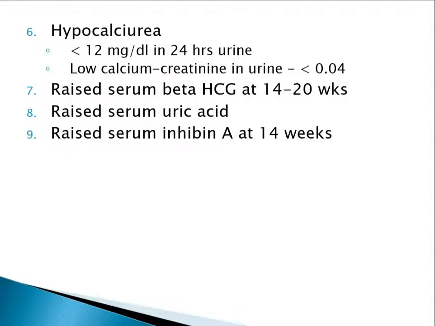Then hypocalciuria, less than 12 milligrams per 100 ml in 24 hours urine. This is calcium level or a low calcium creatinine ratio in urine. If it is less than 0.04, then this is supposed to be a predictor of preeclampsia. Then other parameters like raised serum beta HCG at 14 to 20 weeks, raised serum uric acid, or raised serum inhibin A at 14 weeks.